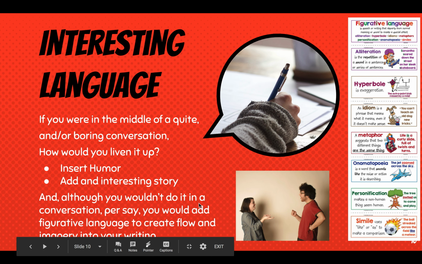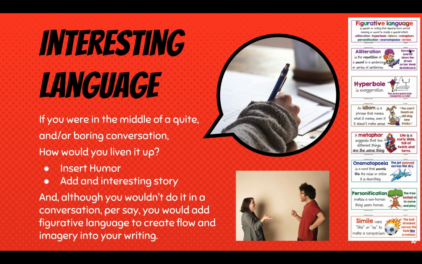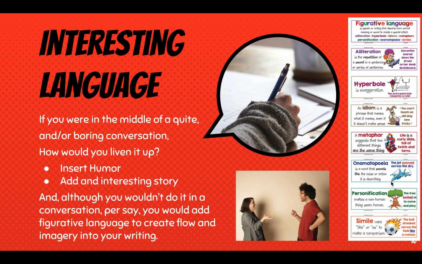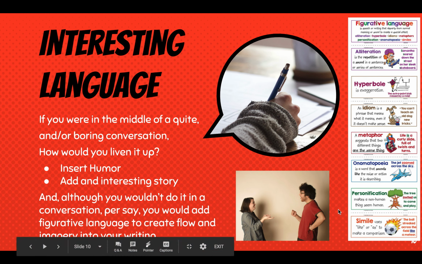And although you wouldn't do it in a conversation per se, you would add figurative language to create flow and imagery in your writing. So consider adding alliterations, where you're repeating the same sound over again, maybe some hyperboles, maybe a metaphor or simile or some personification or onomatopoeias, okay? That's another way to add voice to your writing and make it more interesting.